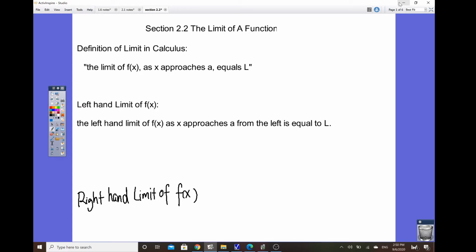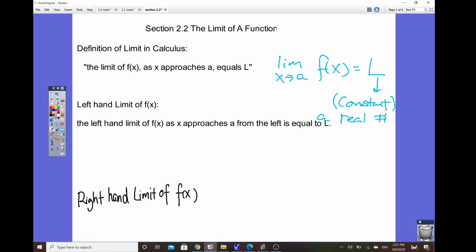So let's talk about the definition of a limit in calculus. Here's the one: the limit of f of x as x approaches a equals L. The way to express this is the limit, which we abbreviate as lim, of f of x as x approaches a, so x goes to a. This whole thing equals L. L stands for a constant. It's a real number.